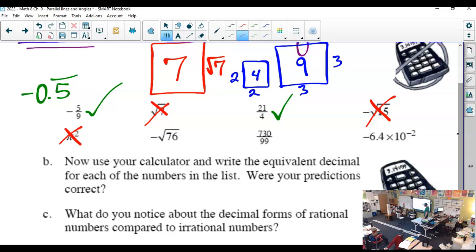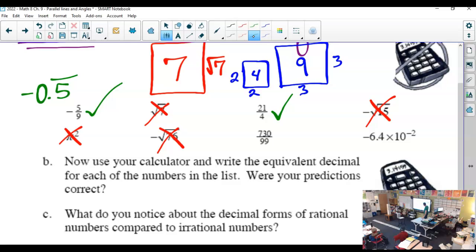Brenda. Negative square root 76. Refocus. What's 7 times 7? What's 8 times 8? 64. What's 9 times 9? We jumped past. So what do you think? Irrational, probably.